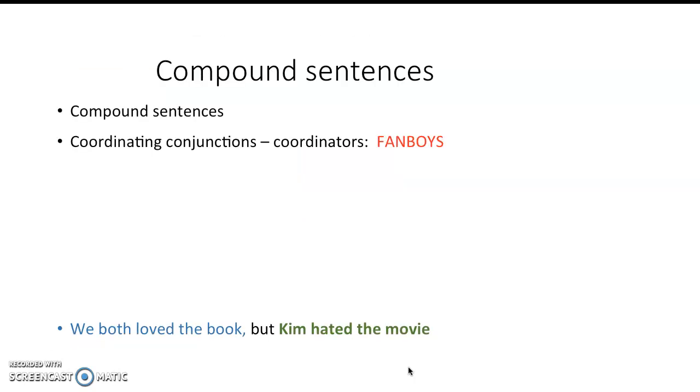Now, in a compound sentence, you're going to find what we call coordinating conjunctions, or coordinators. Coordinating conjunctions are part of the word FANBOYS. What does that mean, Mr. Nick? I don't understand. For, and, nor, but, or, yet, so. FANBOYS. These are the first letters, just a way to remember that these coordinating conjunctions are part of the compound sentence. So this is why here, we both love the book, but Kim hated the movie. That's why you put a comma there, because it's a compound sentence.